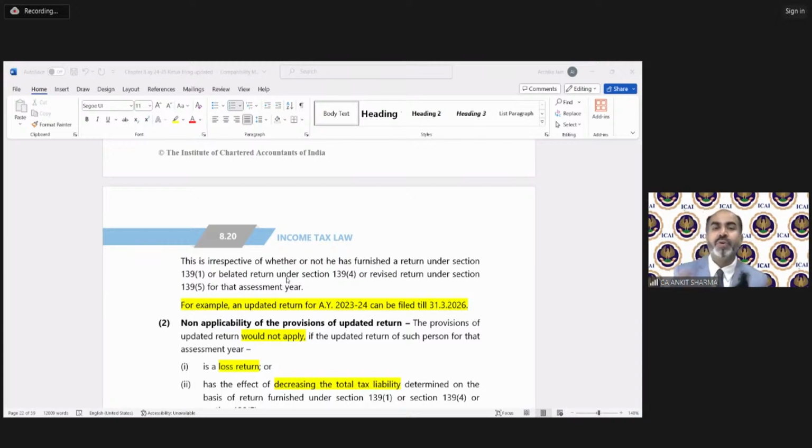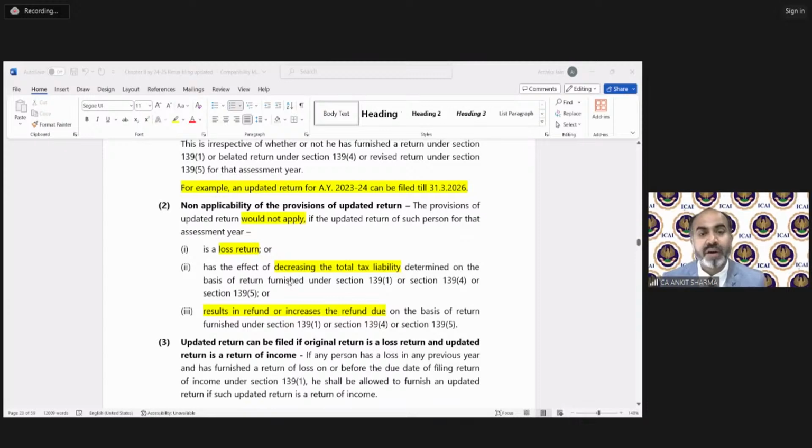So whether you filed your return on the due date, filed a belated or revised return, or did not file at all, you can still file your updated return. It is not mandatory. If somebody has filed his return on the due date, or a belated return or revised return, even he or she can update their return later. For assessment year 23-24, an updated return can be filed up to 31st March 2026. And for your assessment year, that is 24-25, we can file it up to 31st March 2027. Clear?